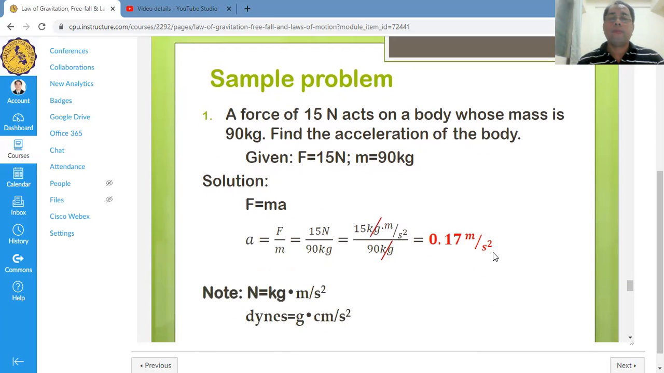Now, an example of Newton's second law, the law of acceleration, which is equated as F equals ma. So if you have a force of 15 newtons and a mass of 90 kilograms, how much is the acceleration? Then we simply divide the force by the mass of the object. So the object will tend to accelerate at 0.17 meters per second squared.